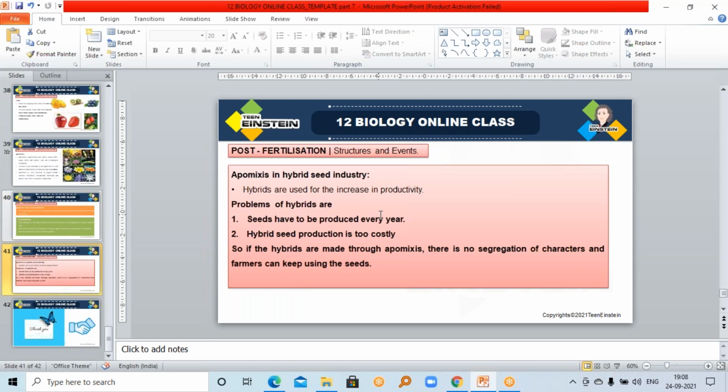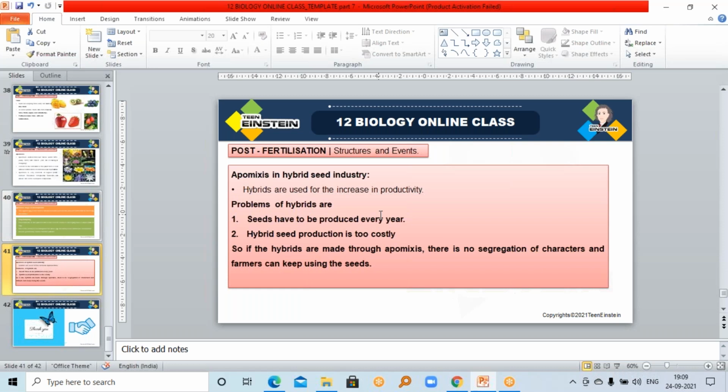So what are the problems we are facing with these hybrids? Every year we have to produce the hybrids, right? Because from one generation we can't produce the next one. Again, genetically it will form different forms. So for a particular character, every year we need to cross the parents. Then only can we produce the same hybrid seeds. And hybrid seed production is not cheap work. It is too costly, so it is not affordable for farmers.